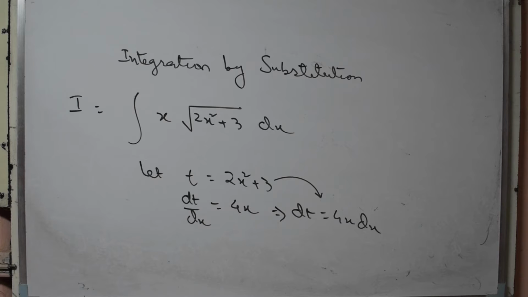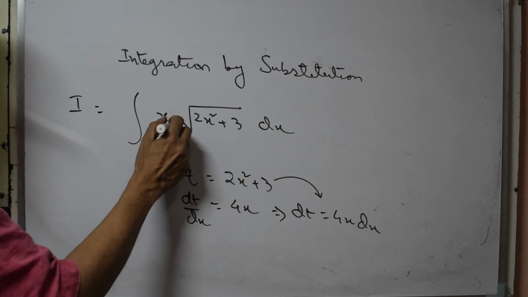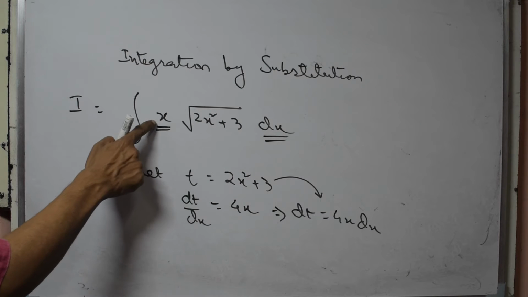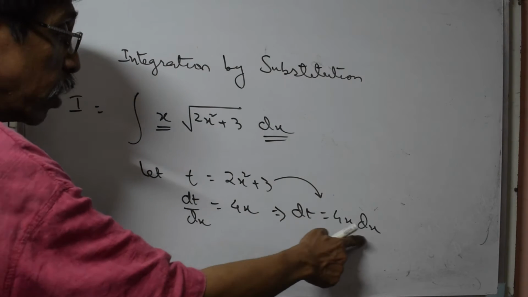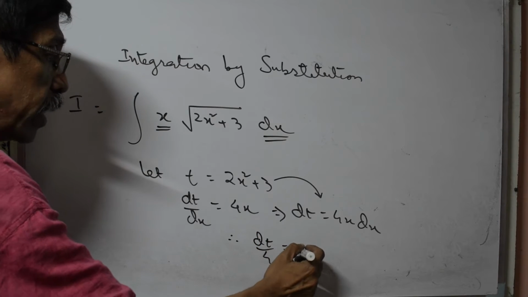Now we will watch what is there. x dx, this x and this dx. That means x dx is present. This is x dx, but we are having 4x dx. Therefore, dt by 4 will be x dx.